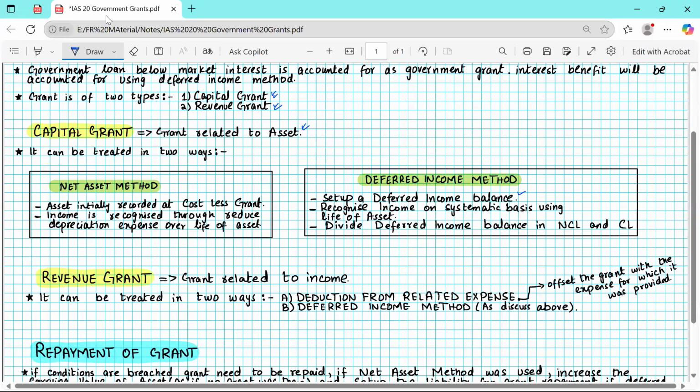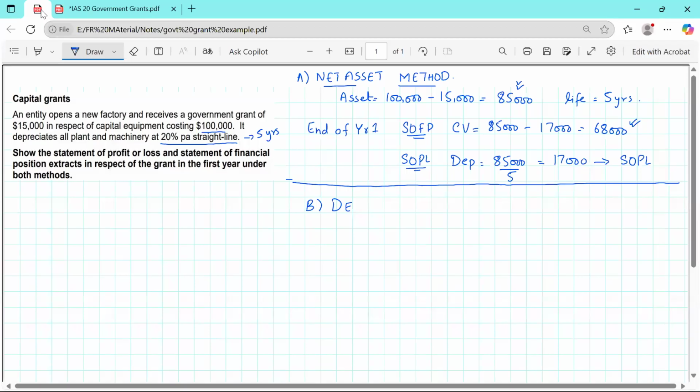The income you are going to recognize is what? The grant that you are getting, right? So you are going to recognize that on a yearly basis. And the third and most important point is that the deferred income balance is split into non-current liability and current liability. Now, how does all this work? This is what I'm going to explain to you. So this is very important. Understand this point very carefully. So, deferred income method.